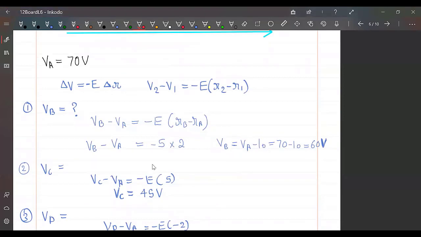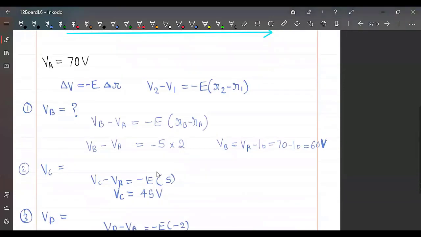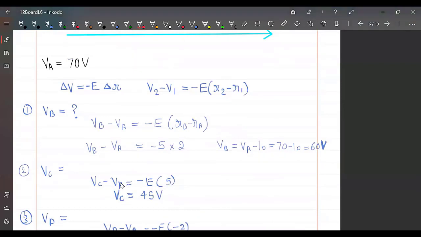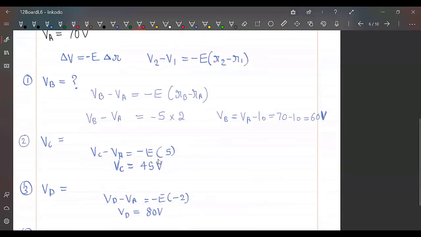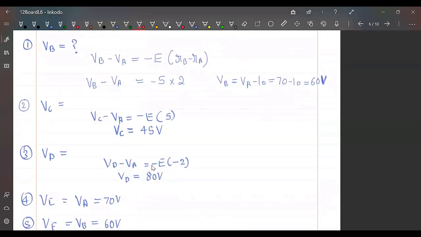Potential at C will further decrease by 3 meter, so it will be decreasing by 15 volt. Or if you start from A, then it is a 5 meter change. So 5 into 5, a decrease of 25, that will be 45 volt. And potential at D should increase because we are going opposite to the direction of the electric field. So in that case, delta R will be minus 2. So it will increase and become 80 volt. VA is 70 and minus 5 into minus 2 becomes 10. So 70 plus 10 is 80.